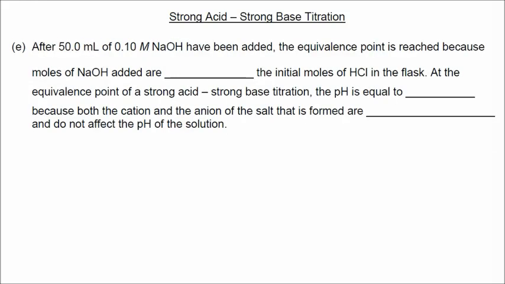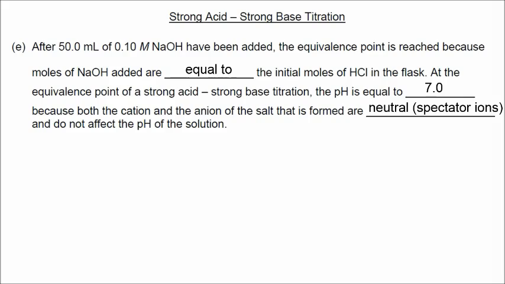So from 49 mils to 50 mils, we have now reached the equivalence point because the moles of sodium hydroxide are equal to the moles of HCl that we had started with in the flask. And because we have a strong acid and a strong base, the pH is going to be 7 because the salt that we're producing, in this case sodium chloride, is neutral. So sodium and chloride do not affect the pH of the solution. So in the space of 1 milliliter, the pH has changed from 3 to 7.